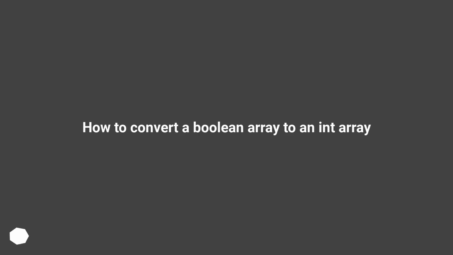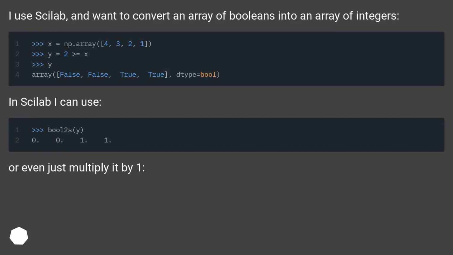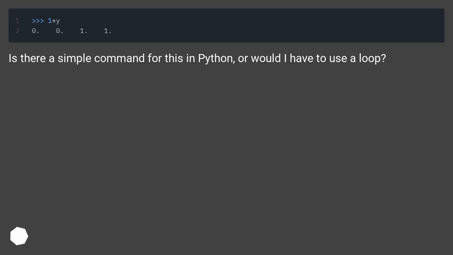How to convert a boolean array to an int array. I use Scilab and want to convert an array of booleans into an array of integers. In Scilab I can use it, or even just multiply it by 1. Is there a simple command for this in Python, or would I have to use a loop?